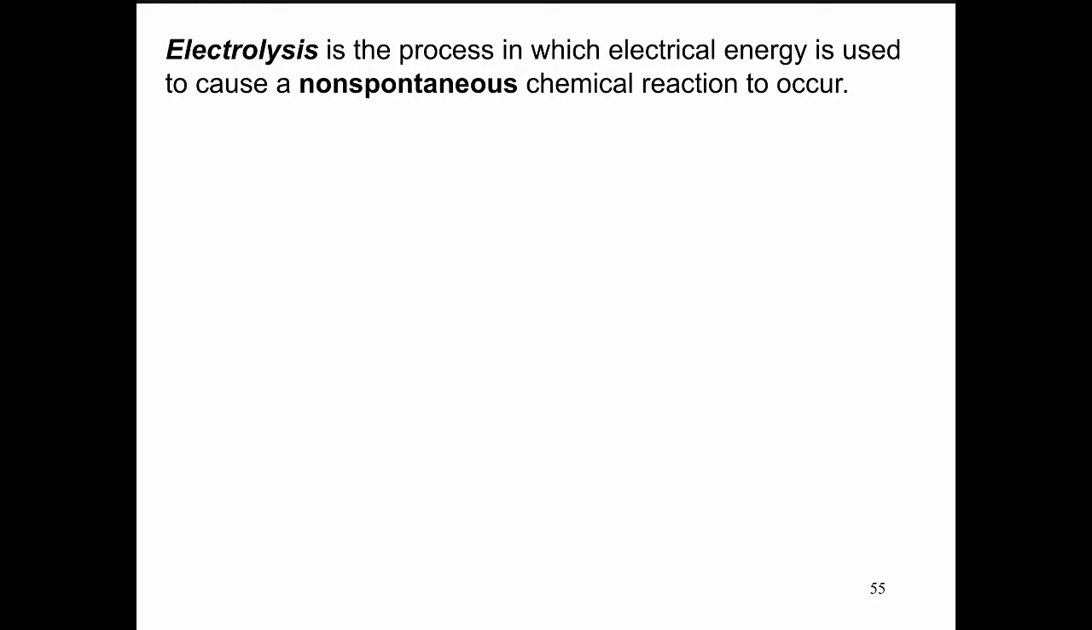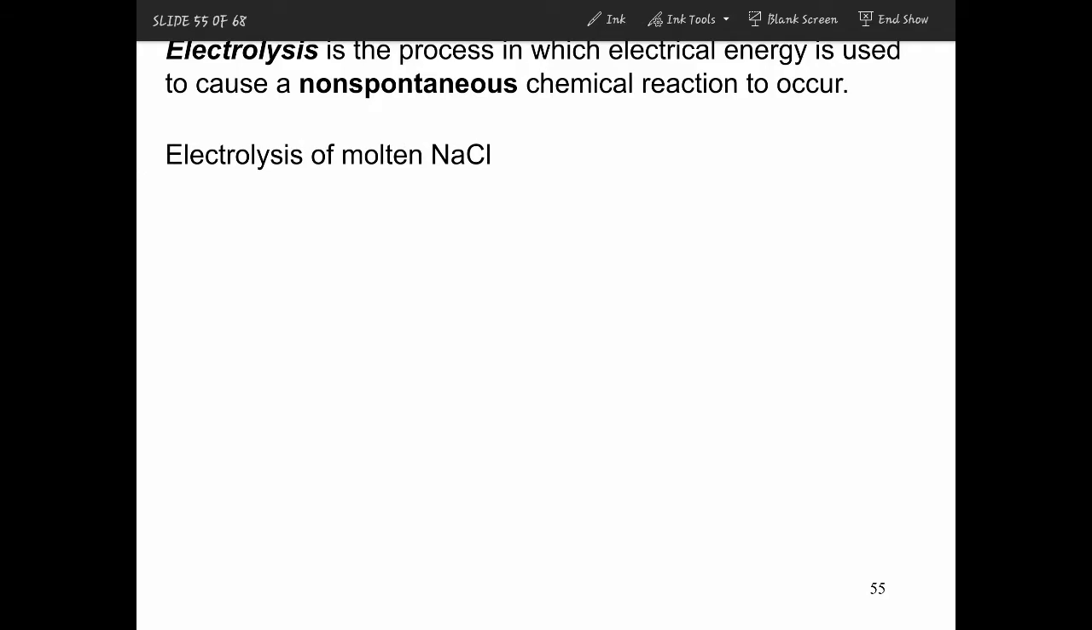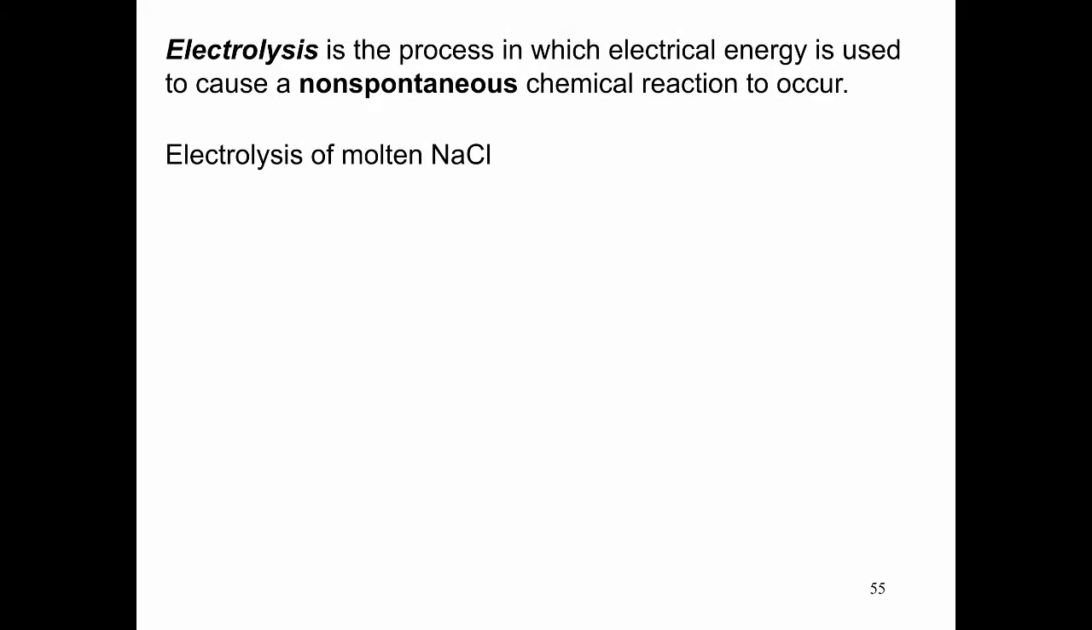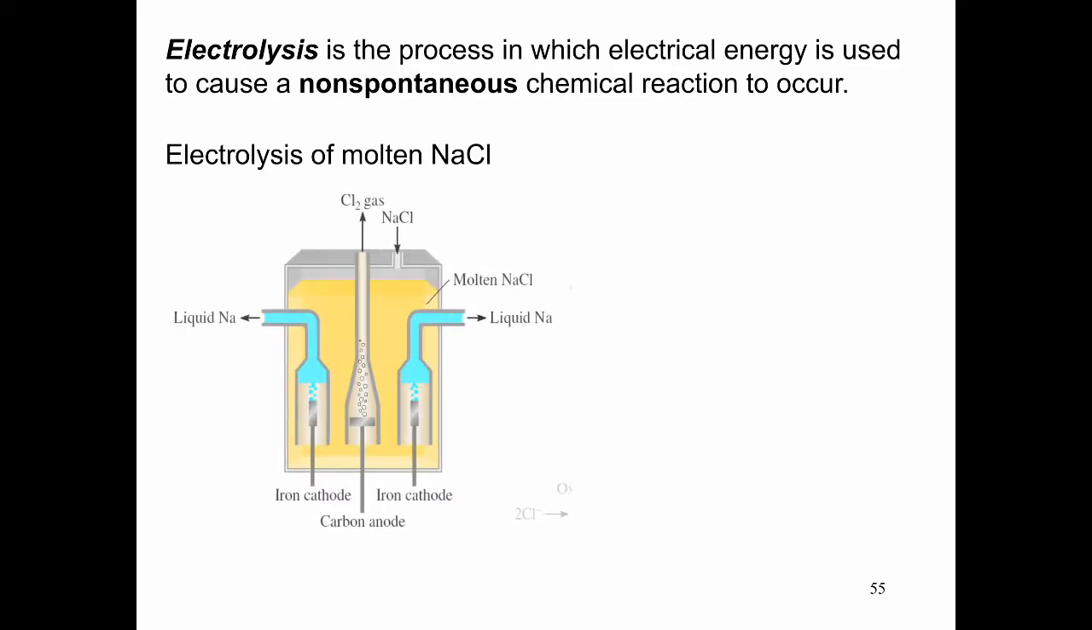Instead of generating a current through a redox reaction, we are going to induce a redox reaction by applying a current. So we are basically forcing the reaction. That is how non-spontaneous reactions occur. If we apply energy, in this case electrical energy, by virtue of the current, a non-spontaneous reaction can occur. So for example, you electrolyze molten NaCl.